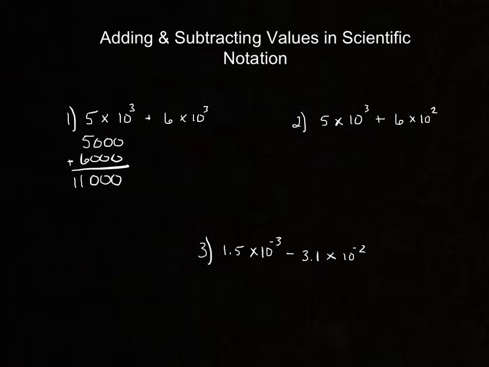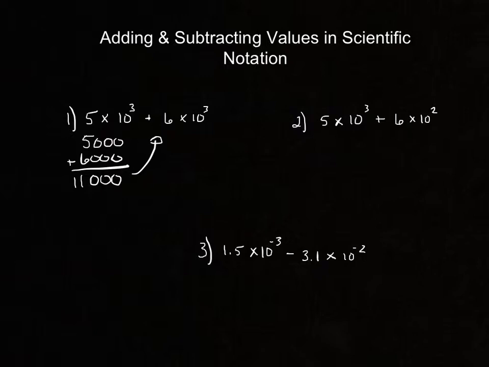So if we go back up into our problem, what we see is that the 5 here is really just being added with the 6 here, because the powers of 10 are the same. They act like a like denominator, or even like a variable in some cases. So what happens if we don't have like denominators or the same variable? Here we have 10 to the third power, but here we have 10 to the second power.